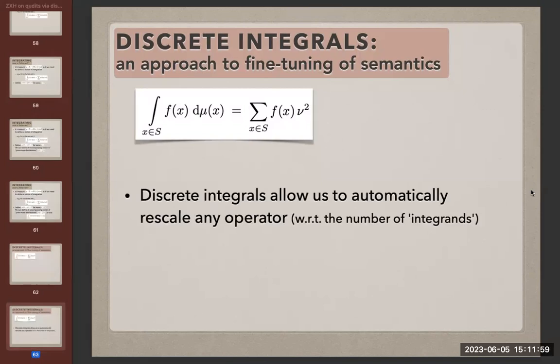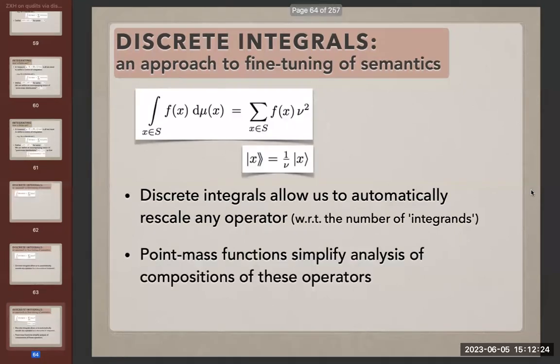These discrete integrals allow us to automatically rescale any operator. That is to say, if we have a fixed denotation for an operator with these discrete integrals, and then we change the value of nu, this allows us to tune the scalar factor that would be involved if we re-expressed it in standard notation, in standard summation with single kets and single bras. The point mass functions allow us to simplify the analysis of compositions of these operators, simply by having a counterbalancing factor relative to the measure function for these elements x.